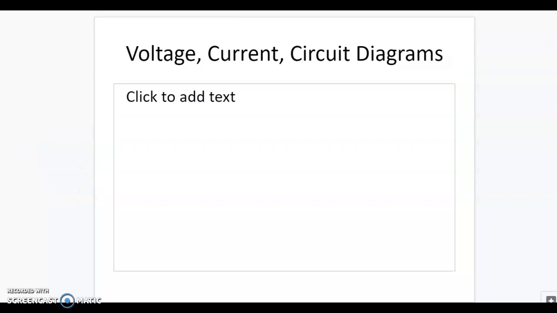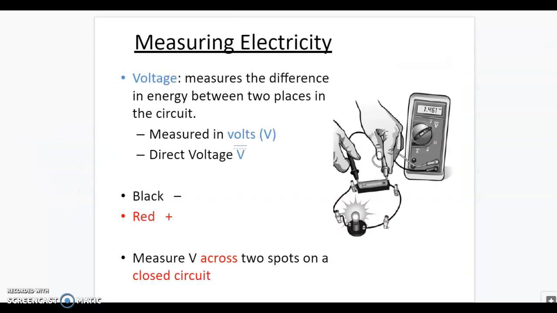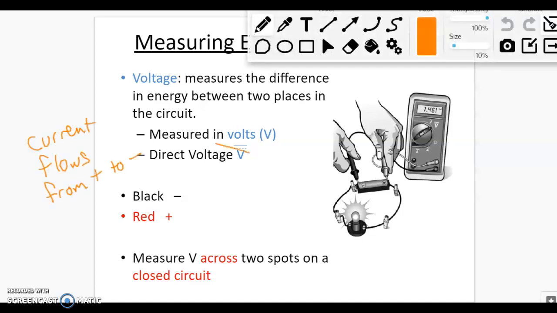And when we're measuring electricity, we measure two main things, voltage and current. We're going to talk about both of them really quickly. What you do need to have written down here is that when we measure voltage, we are measuring a difference in energy between two places. It's measured in volts, and we are measuring direct voltage. It usually has a straight line above it on something like a multimeter or a voltmeter.